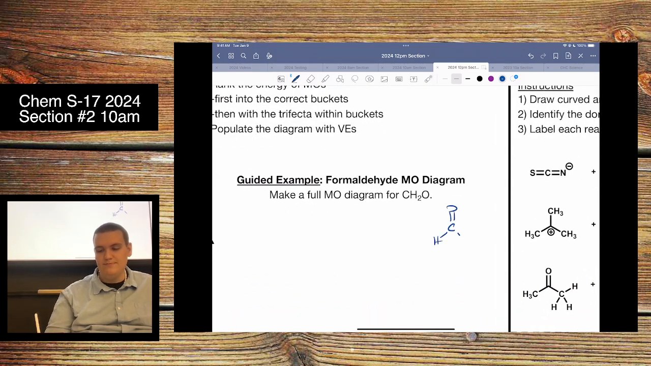CO, H, there's some lone pairs. I did that very quick. It might take you a little bit longer, but typically for a lot of these, we will give you Lewis structures, so you don't even need to think about that.